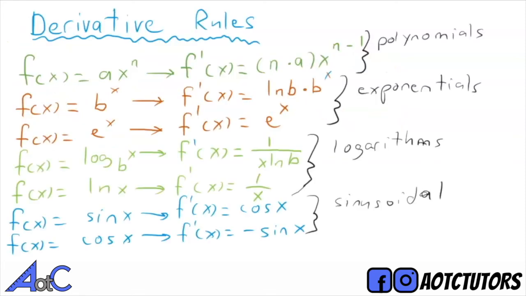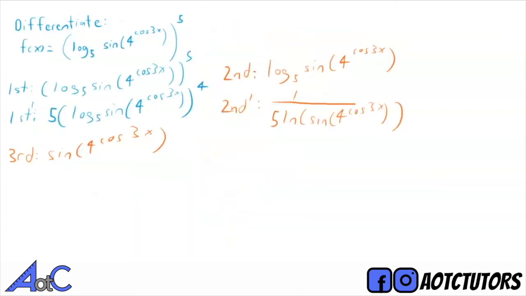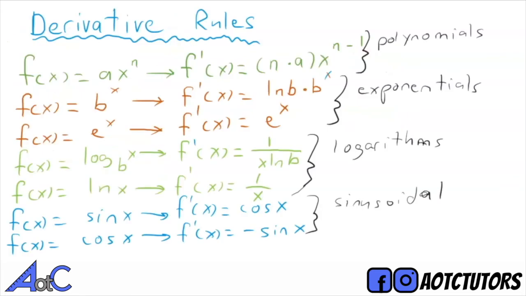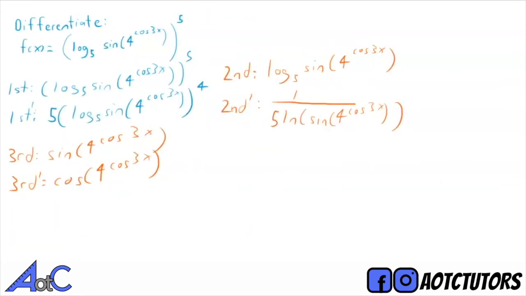For me to take the derivative of a sine function, the derivative of sine of x is just cos of x. So my third prime is going to be equal to just cos of all of this stuff, because I'm treating the 4 to the power of cos 3x as this x here, and I don't want to change it. All right, we're almost done. We just have a couple more functions to take the derivatives of, and then we can combine everything into one final statement.